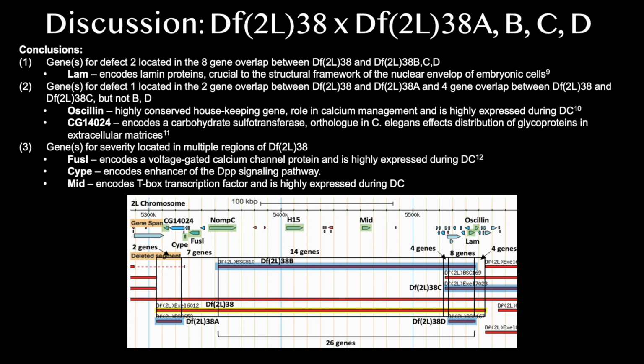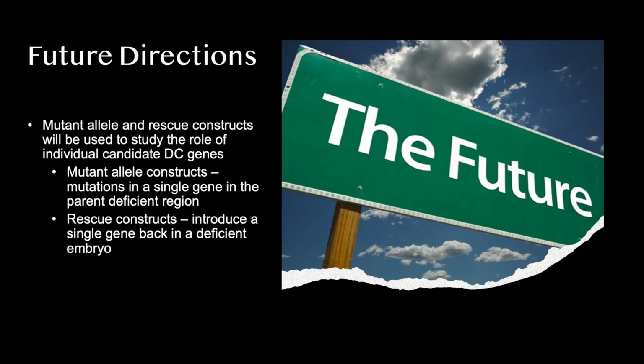Lastly, severity in the parent phenotype is a result of a combination of multiple genes located throughout 38. 3 candidate genes I've hypothesized for this are fusyl, CYP, and MID. I encourage anyone who is interested to read the descriptions of these genes on the slide. Moving forward, alternative crosses with mutant allele and rescue constructs will be used to study the role of individual candidate DC genes.